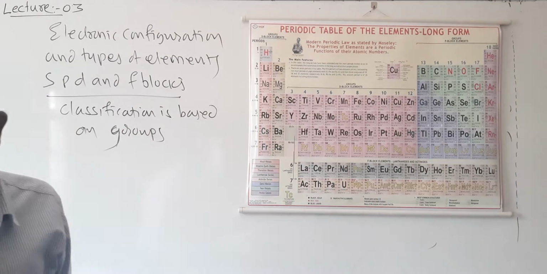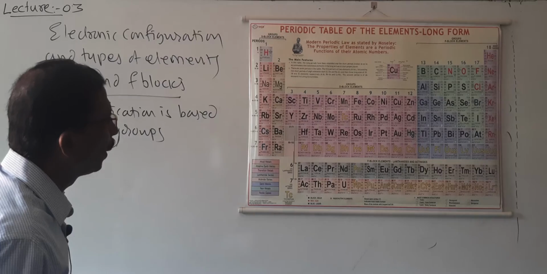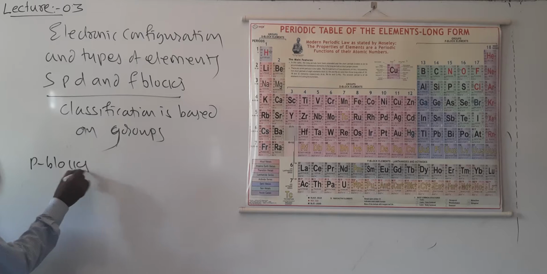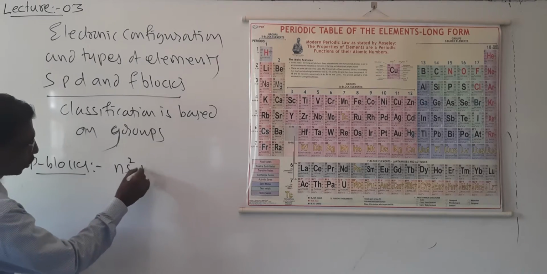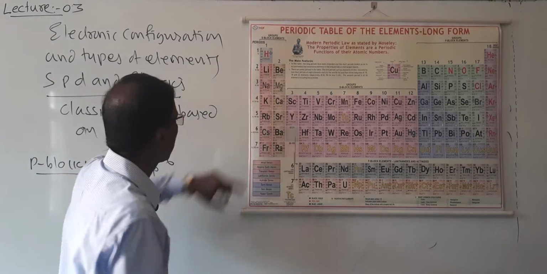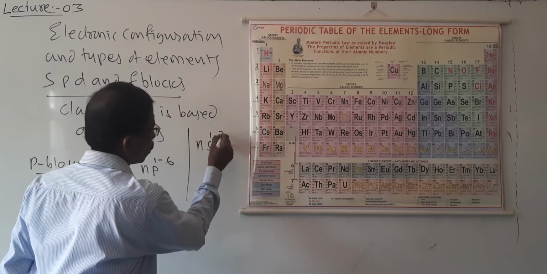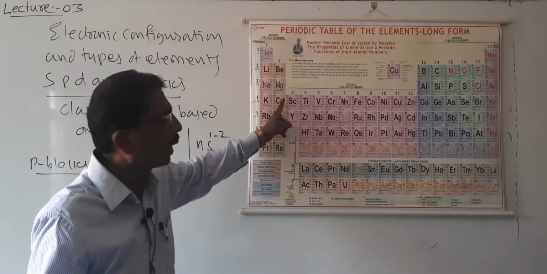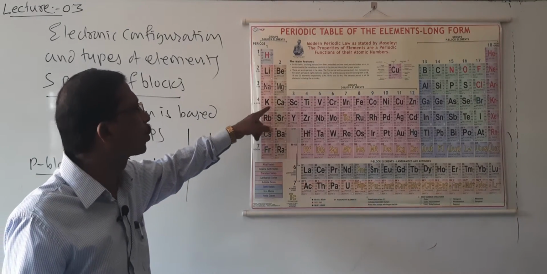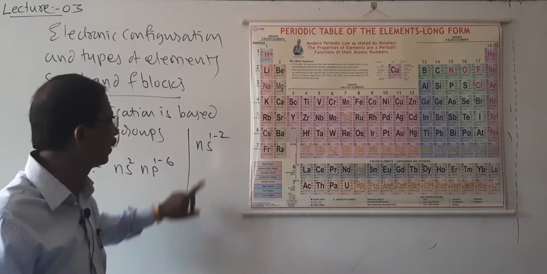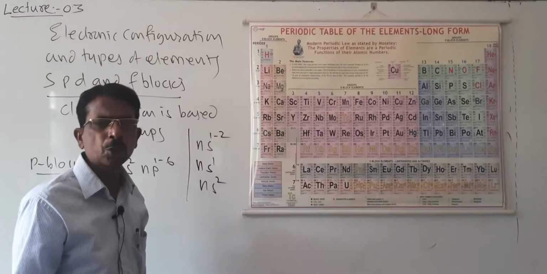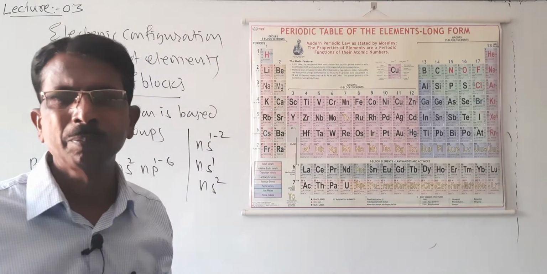The general electronic configuration of P block elements is ns2 np1 to 6. Similarly, the S block elements have the general electronic configuration ns1 to 2. They contain alkali metals and alkaline earth metals. Alkali metals are the first group and alkaline earth metals are the second group. Alkali metals have ns1 and alkaline earth metals have ns2. This is called the general electronic configuration.